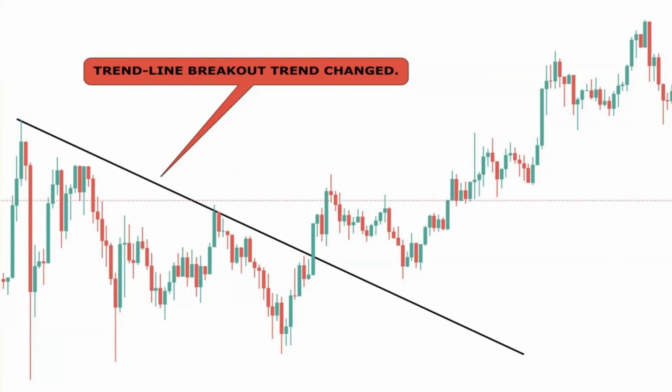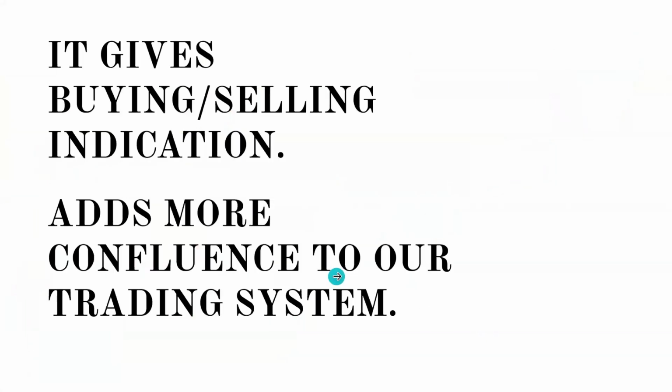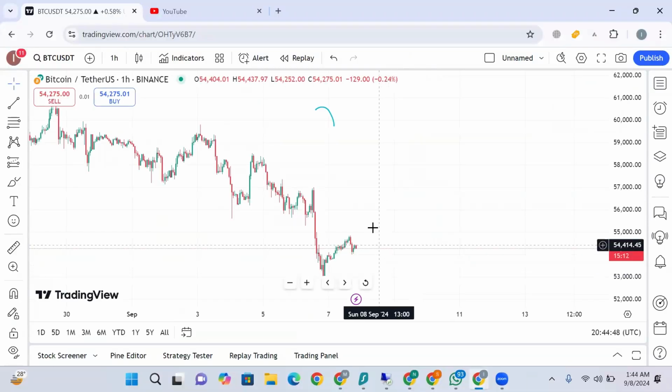Now you can see the third tap is hit on our resistance trend line, and the downward trend is converted to an upward trend. It gives buying and selling indications and adds more confidence to our trading system. Now I am going to a live chart example for more confirmation.